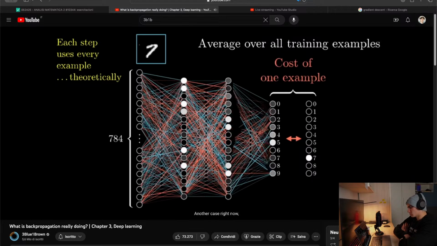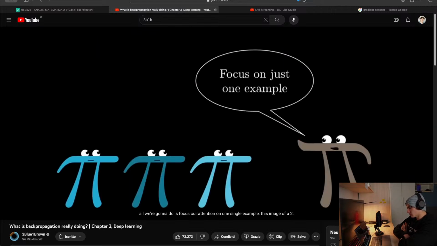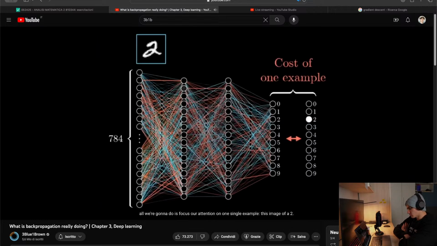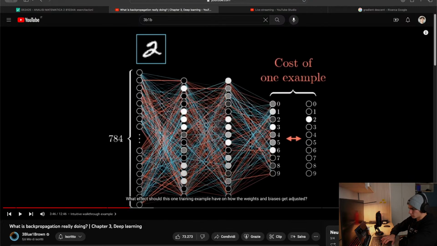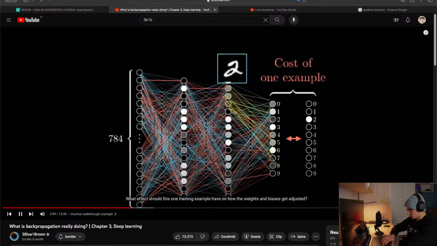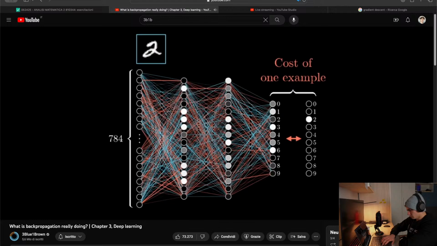In either case, right now, all we're going to do is focus our attention on one single example, this image of a 2. What effect should this one training example have on how the weights and biases get adjusted?